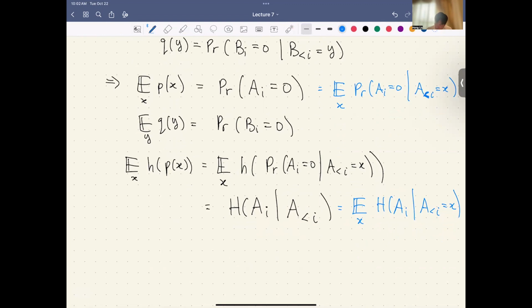Okay. Similarly, we have the expectation over y of h of Qy, which is the conditional entropy of B_i, conditioning on all previous bits.